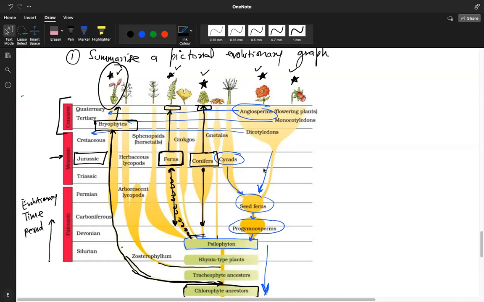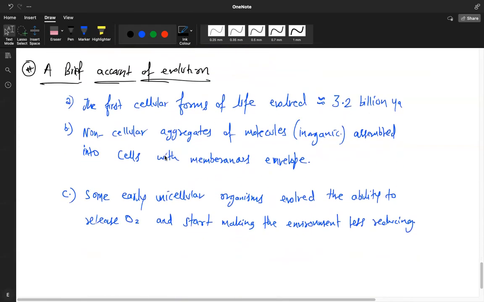And then we did a brief account of evolution. The first cellular forms of life evolved around 3.2 billion years ago. The non-cellular aggregates of molecules, inorganic, assembled into cells with membranous coverings or envelope. Some of the early unicellular organisms evolved the ability to release oxygen and start making the environment less reducing. So these early organisms which could release oxygen had evolved chemical reaction pathways similar to photosynthesis.